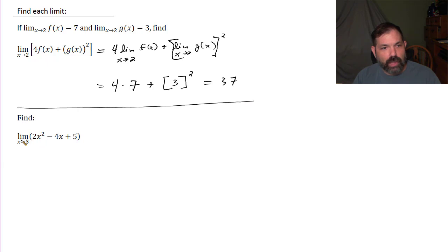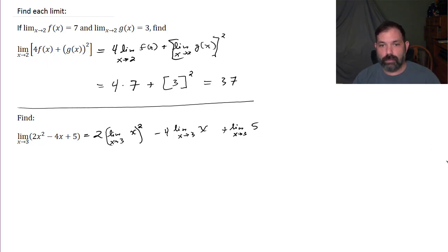Now here we're asked to find the limit with x approaching 3 of 2x squared minus 4x plus 5. Using the limit rules, I could write this as 2 times the limit with x approaching 3 of x squared, minus 4 times the limit with x approaching 3 of x, plus the limit with x approaching 3 of 5. All right, so using the properties that we saw on the previous page, I can break it up like this.